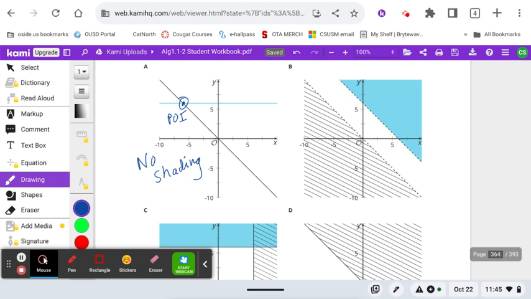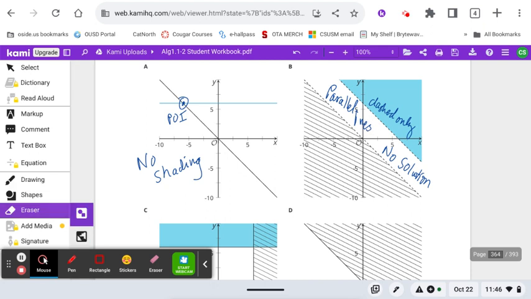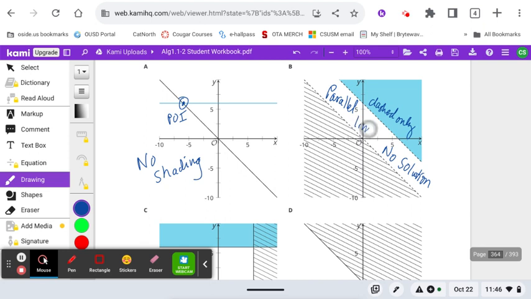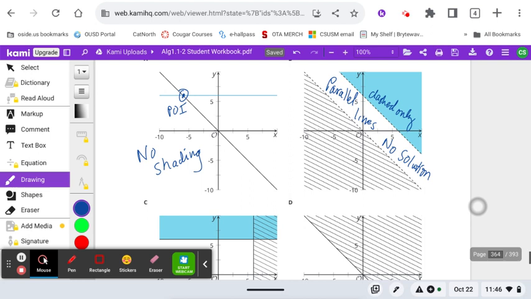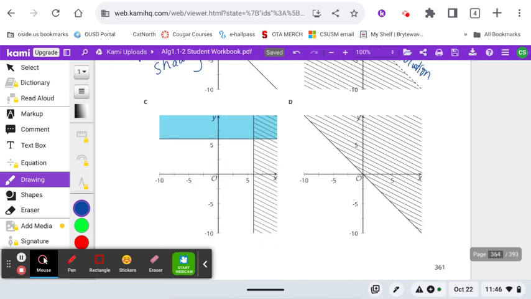So that's one reason students said that A didn't belong. B, they said, was dashed only lines. They also said that there was no solution to this system of inequalities because it has these parallel lines, and there's no shaded region that overlaps. For this one, they said it was different or should be eliminated because it only had horizontal and vertical lines.